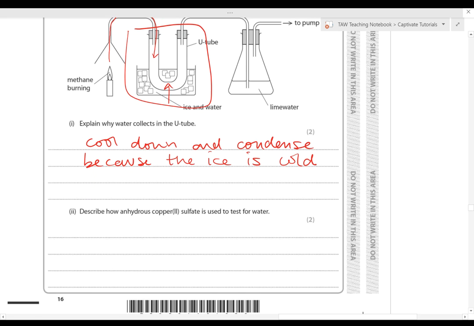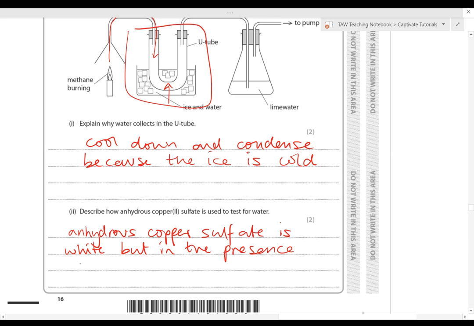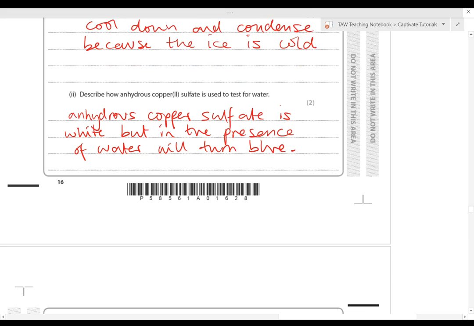We can test for the presence of water using some anhydrous copper sulfate. So the anhydrous copper sulfate is white. Copper sulfate is white, but when it's in the presence of water, it will in fact turn blue. So that's how we use anhydrous copper sulfate to test for water. It's a color change from white to blue. Moving on to the next question.